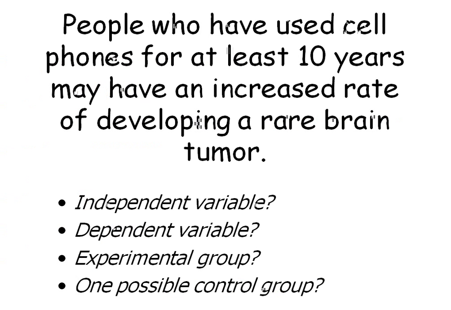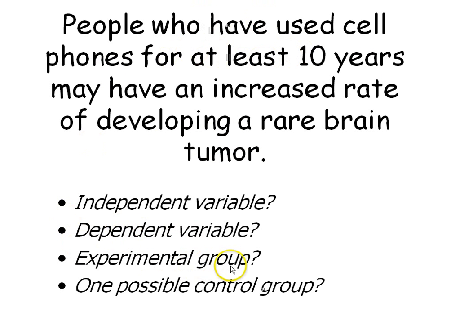So let's go through this. Let's pause at this time and practice the experimental method. The independent variable in this experiment is the variable that was changed by the researchers, which would be the cell phone use. The dependent variable is what happens as a result of using cell phones, which is more tumors. So whether you get a tumor depends on whether or not you use cell phones.